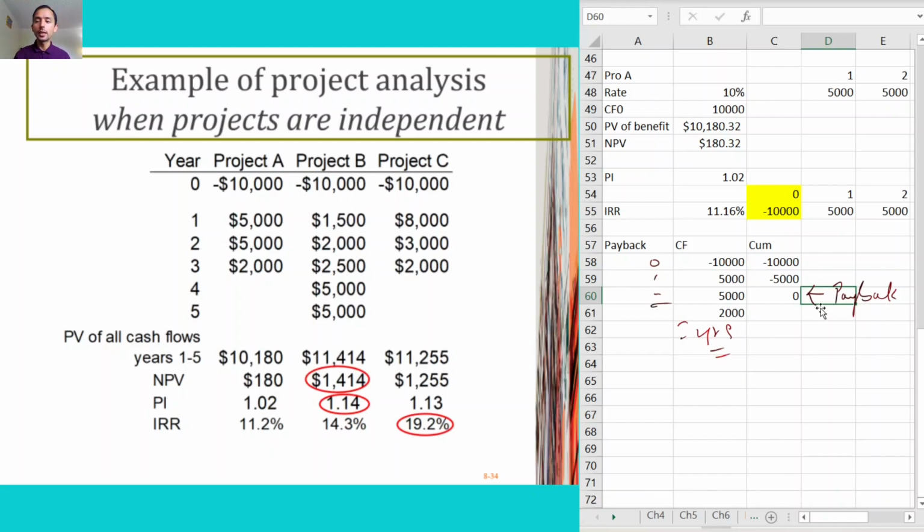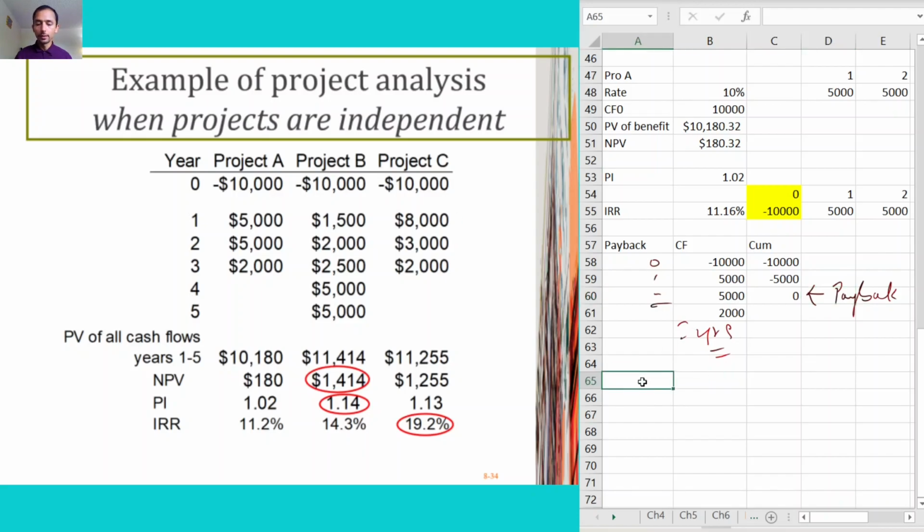So for A, we just calculated that to be exactly 2 years. For B, it should be 4,000. I will tell it to you, okay, right now. So that's 4,500, 5,500, 6,000. So that should be 3.8 years.